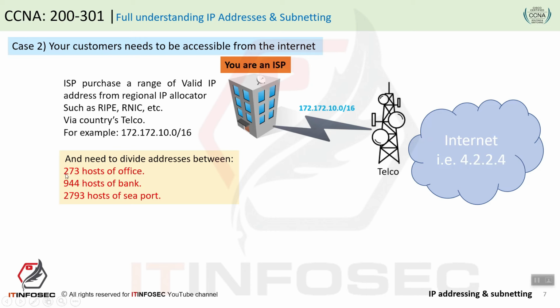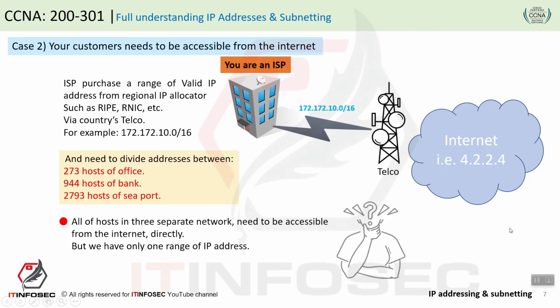The first customer has 273 hosts, the second has 944, and the third has 2,793 hosts at the seaport. All hosts in the three corporate, separate networks need to be accessible from the internet directly. This is the important key. But we have only one range of IP addresses. We are an ISP, and we have just one range of IP addresses, but need all hosts in three separate networks to be accessible from the internet directly. What should we do now to solve this problem?